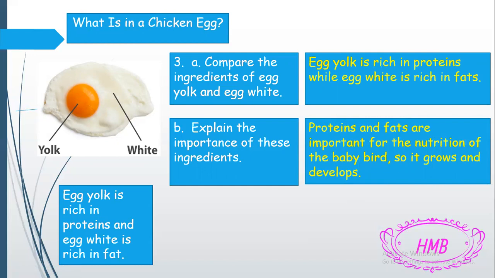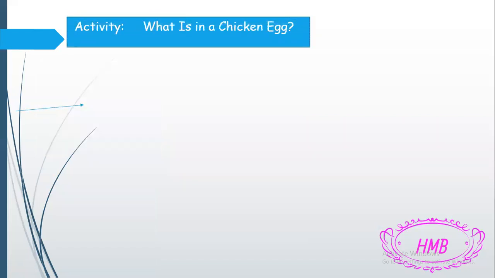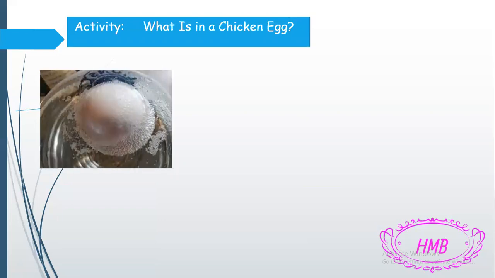If I have a baby inside the egg, it will grow by taking them and feeding on them. And if we took it as a human and cook it, also it will be for our nutrition. But because our lesson is about the reproduction of birds, we will relate our answer to the reproduction of birds. So they are important for the nutrition of the baby inside the egg. Also, we continue with the same activity.